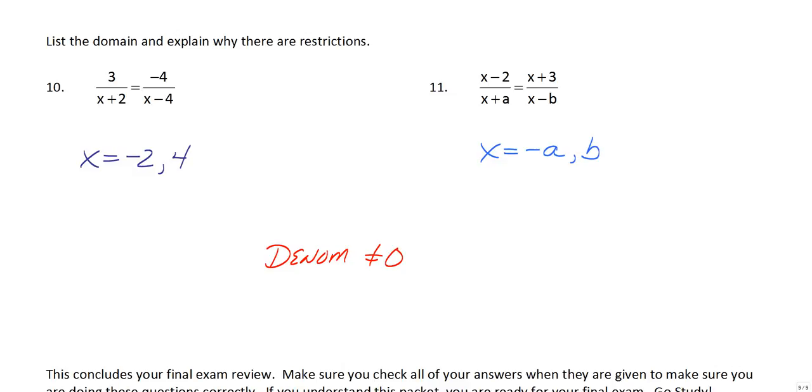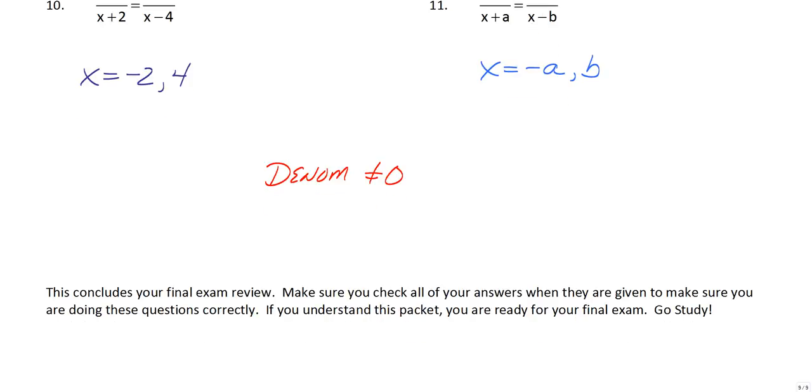Okay? So that's it. I have stepped you through how to do just about every single question in this review packet. And I can pretty much tell you that if you understand how to do this packet, you should be golden on your final exam.